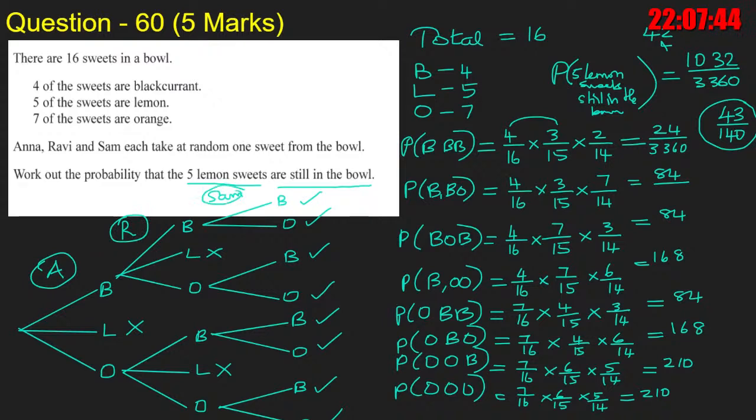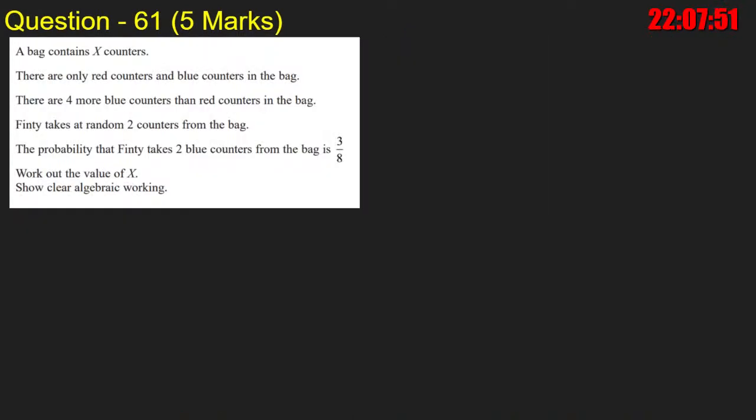Right, so that is question number 60, and we are moving on to question number 61. Read the question. A bag contains X counters. So that means total is X. There are only red and blue counters in the bag. There are 4 more blue counters than red counters.